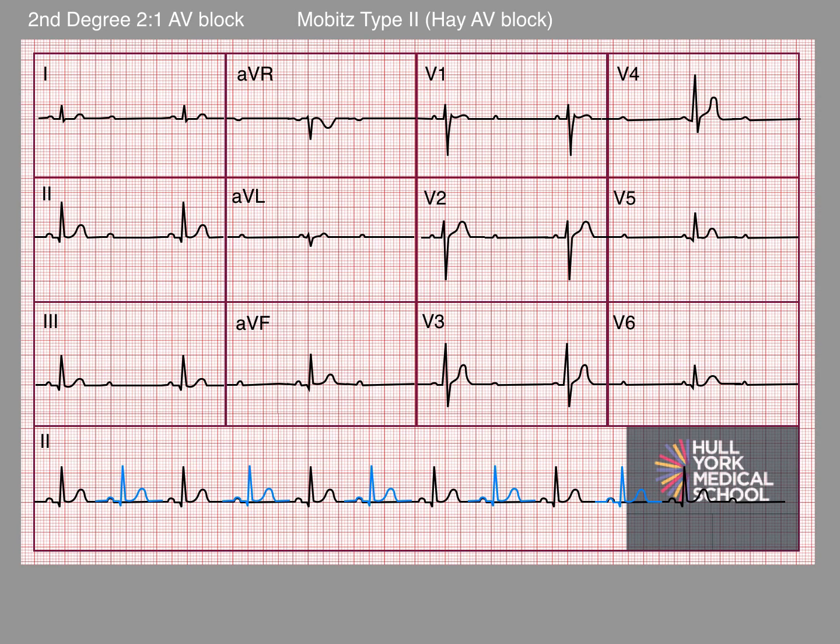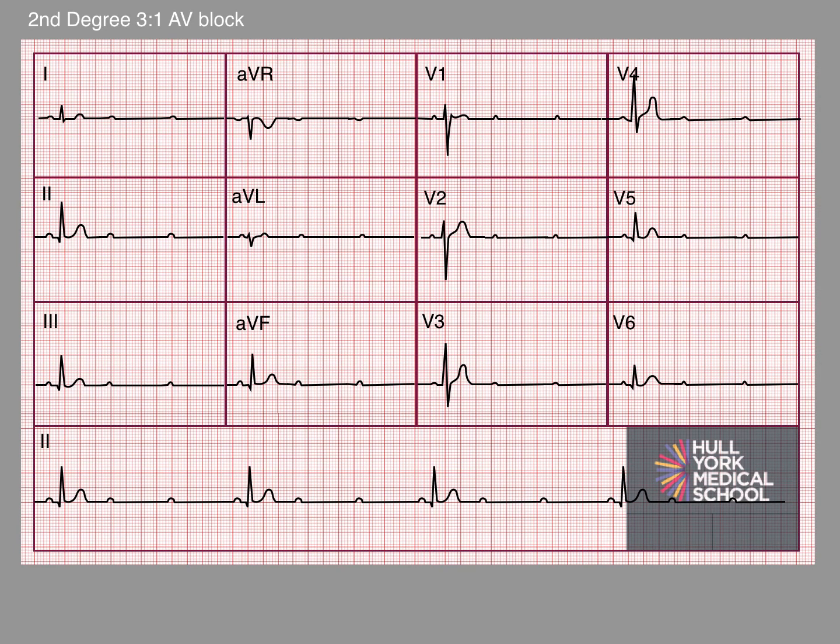If we add them in like I have done here, so pop them back in, the rhythm and the rate look completely regular, like a normal ECG. The example we've looked at so far is a 2-to-1 AV block, so it's every other beat that is being conducted through the AV node.